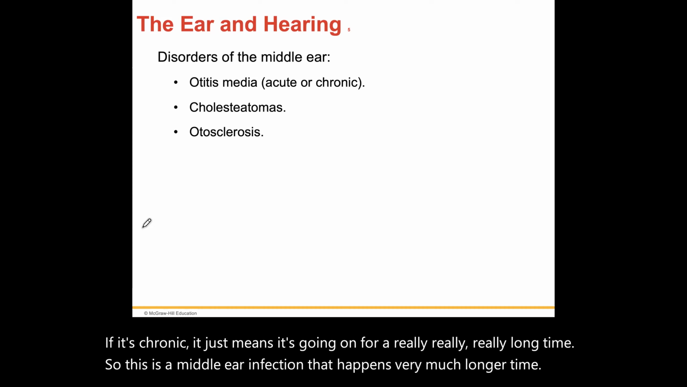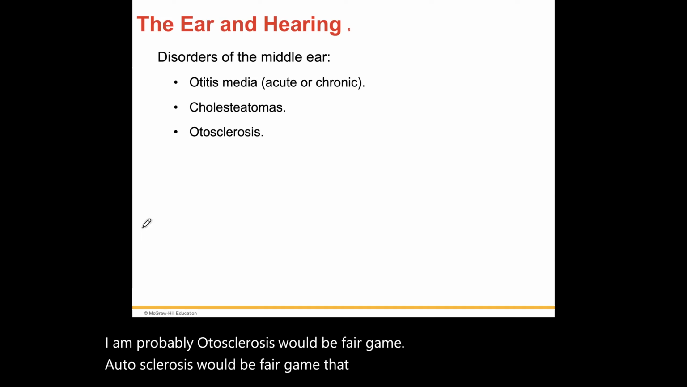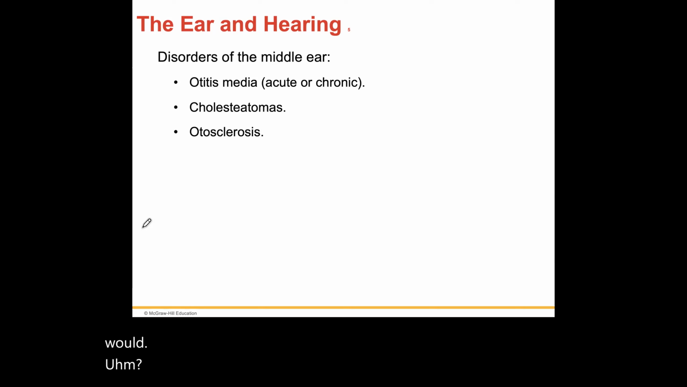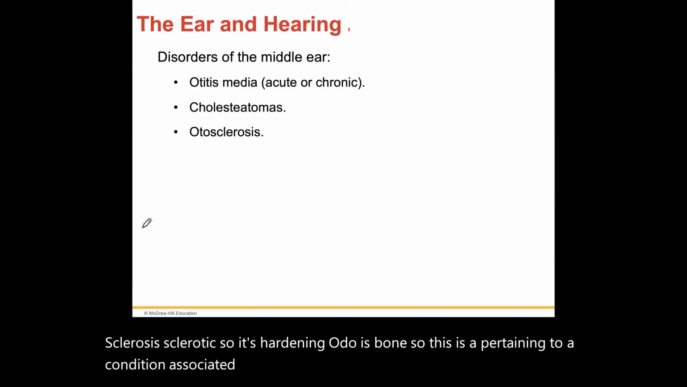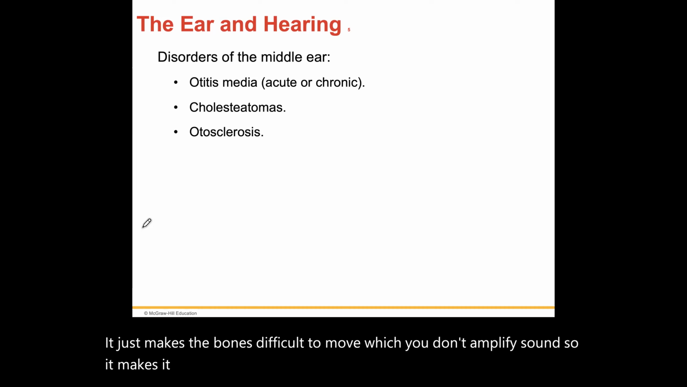Otosclerosis would be fair game. That would probably be something that I would ask. Sclerosis, sclerotic, so it's hardening. Oto is bone. So this pertains to a condition associated with the bones. It just makes the bones difficult to move, so you don't amplify sound, which makes it more difficult to hear. Otosclerosis is something that you see in old age more so than anything.